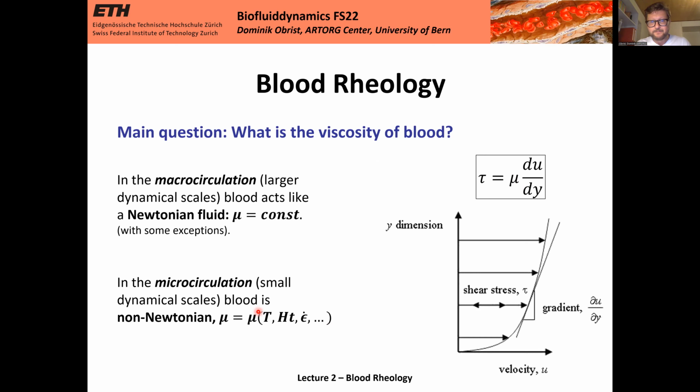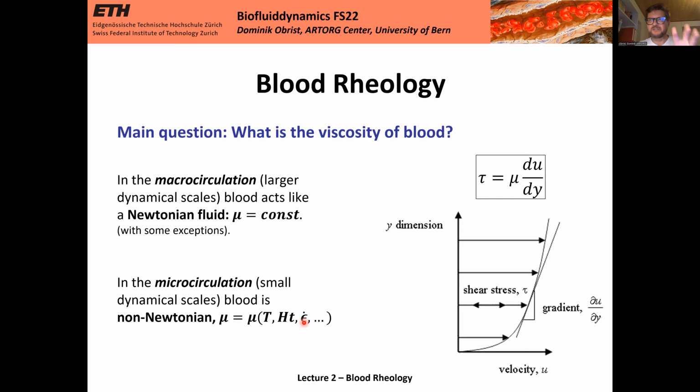For instance, the temperature will have an effect on the viscosity. Also, this quantity HT, we'll define that later on. It's the hematocrit, so it's the concentration of red blood cells, has an effect. And, which may be surprising, also the shear rate itself has an effect on the viscosity. And this is shear thinning or shear thickening effect. But we'll go into more detail on that later on.